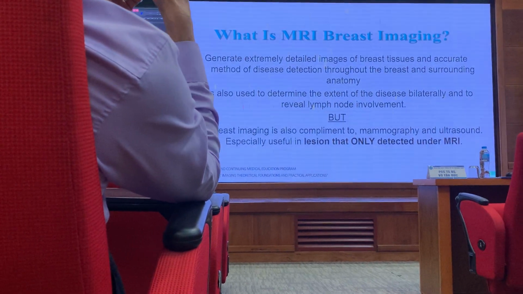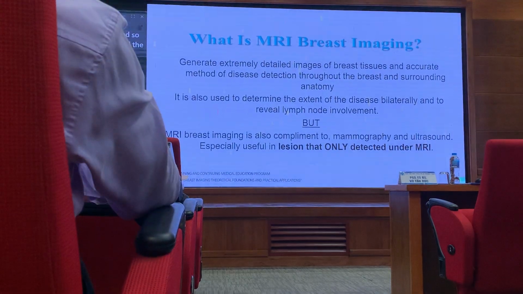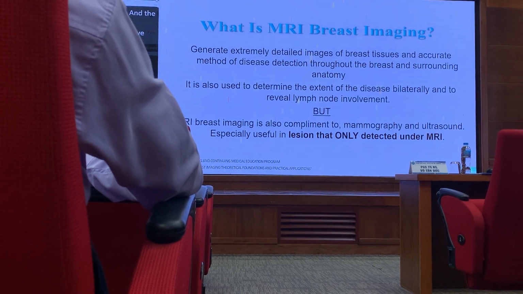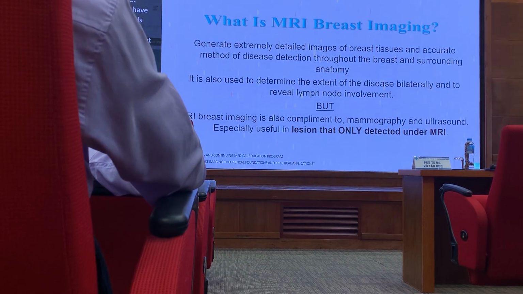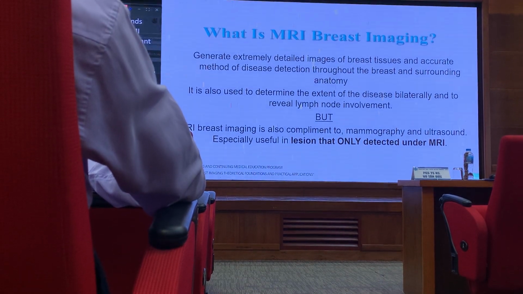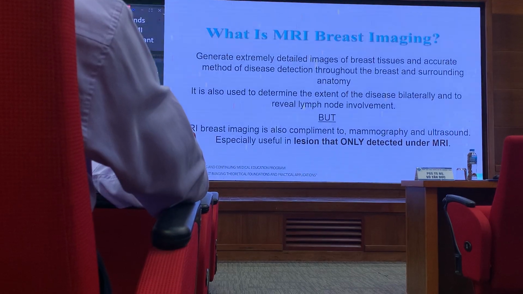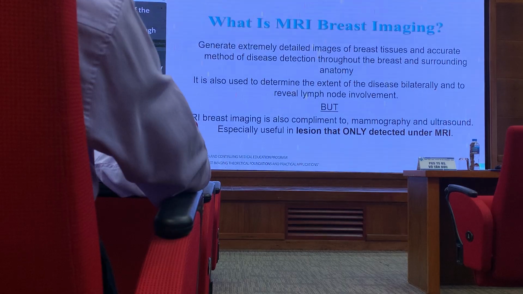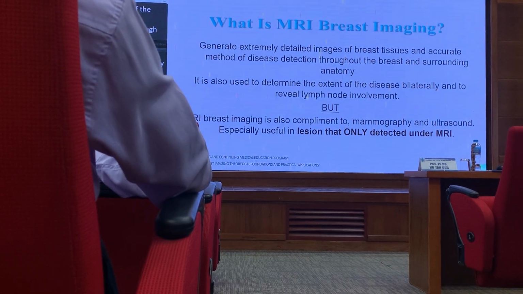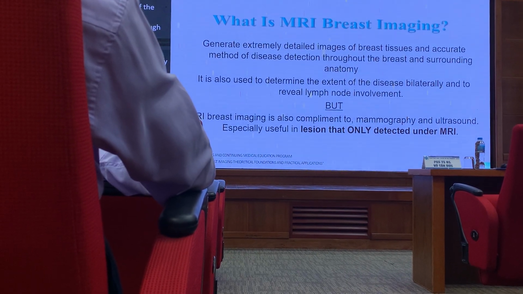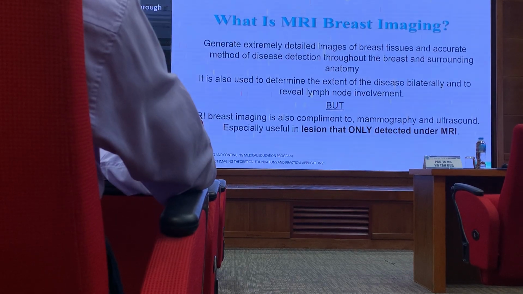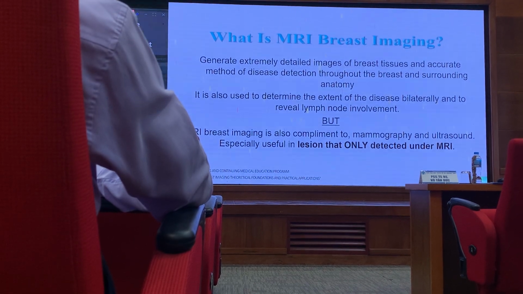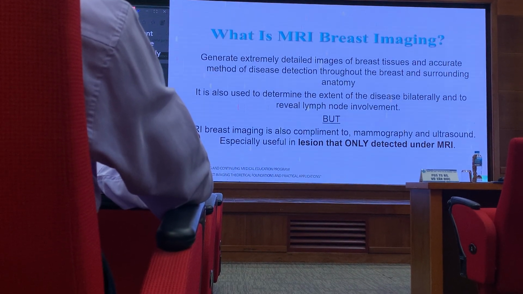So basically today we have been doing ultrasound breast, mammography, as well as the MRI breast. What you want to see is a detailed image of the breast tissue and an accurate method of disease detection throughout the breast and the surrounding anatomy, including the lymph nodes. The MRI breast imaging will complement the mammogram and ultrasound, especially for lesions that are only detectable under MRI.